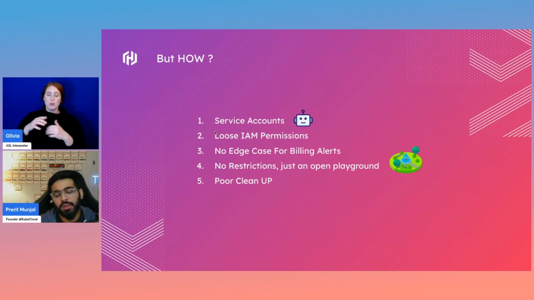The second thing was loose IAM permissions. As I told you, we were not that restrictive about permissions because we never thought that this would happen. And the third thing was, as we were not informed about the bill, we missed an edge case. I think you should also apply this after this session. There is an edge case in cloud billing and cloud budget alerting that we missed.